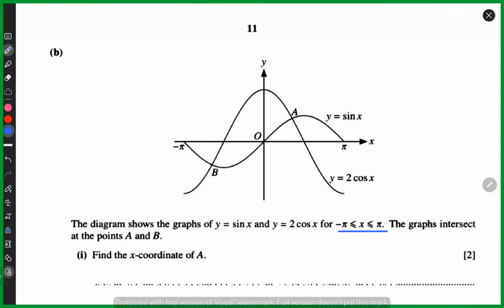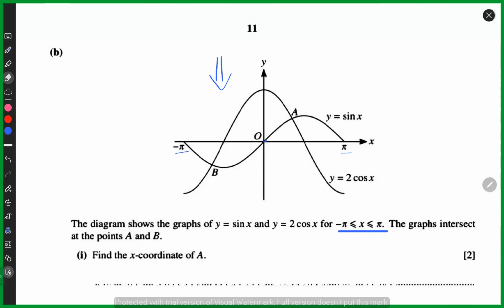Okay. This is why they have made this part of the graph as well. This is 0. Then when we start off, this is pi, and then they've also made the graph on the left hand side. So that is it. We are confident about it. Okay, it says the graph intersects at the points A and B. Find the x coordinate of A.